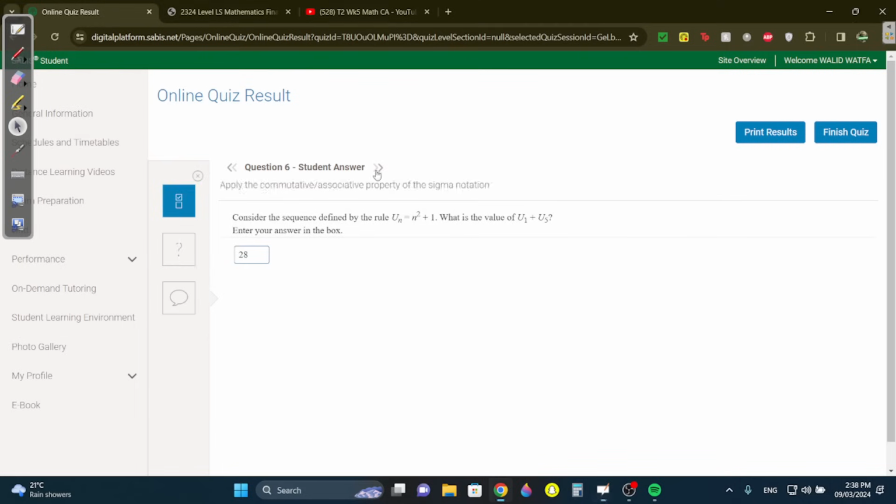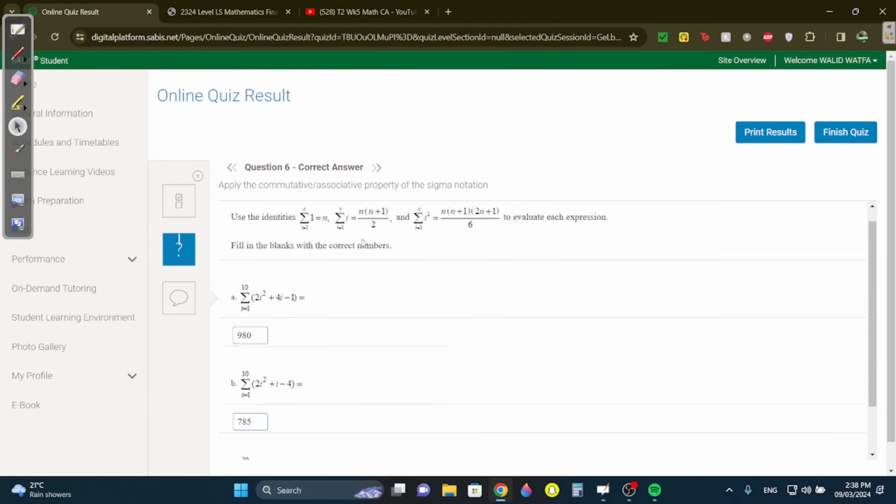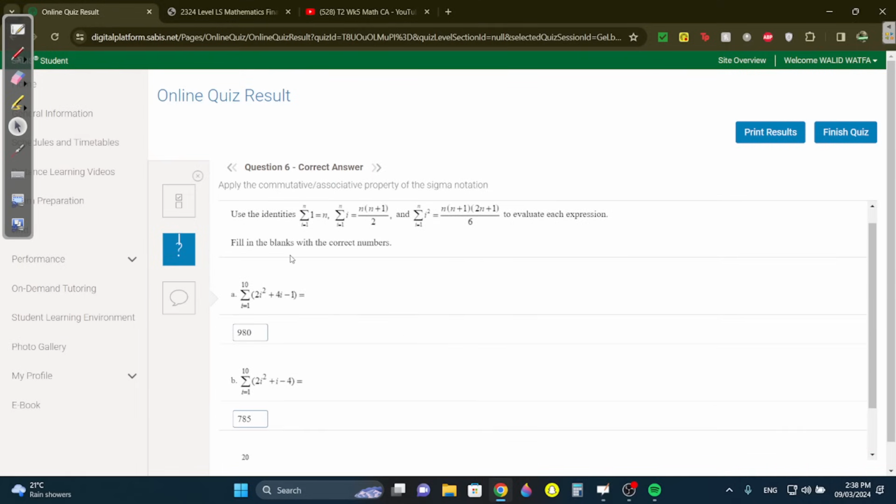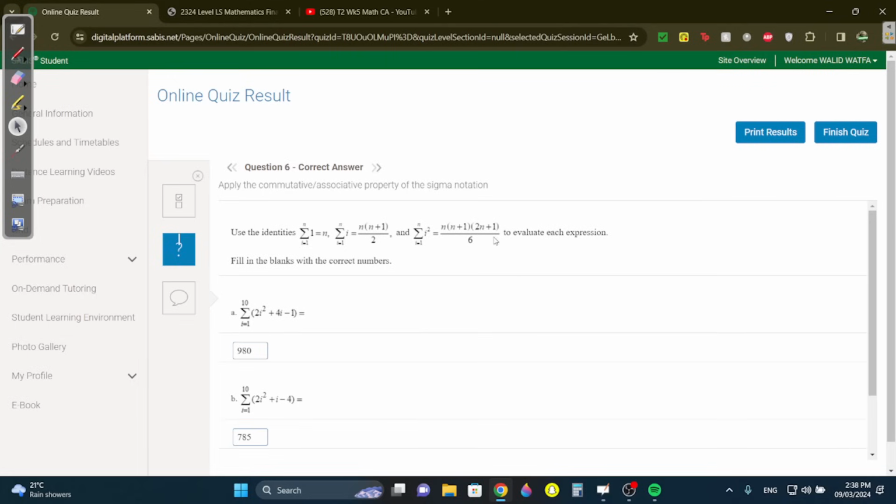Question 6. Fill in the blanks with the correct numbers. Okay, please don't get scared. It's super easy. Okay, look. Sigma 1 to n is n. So that's what they're trying to say. Sigma i is n plus 1 over 2. And sigma i squared is n times n plus 1 times 2n plus 1 over 6.